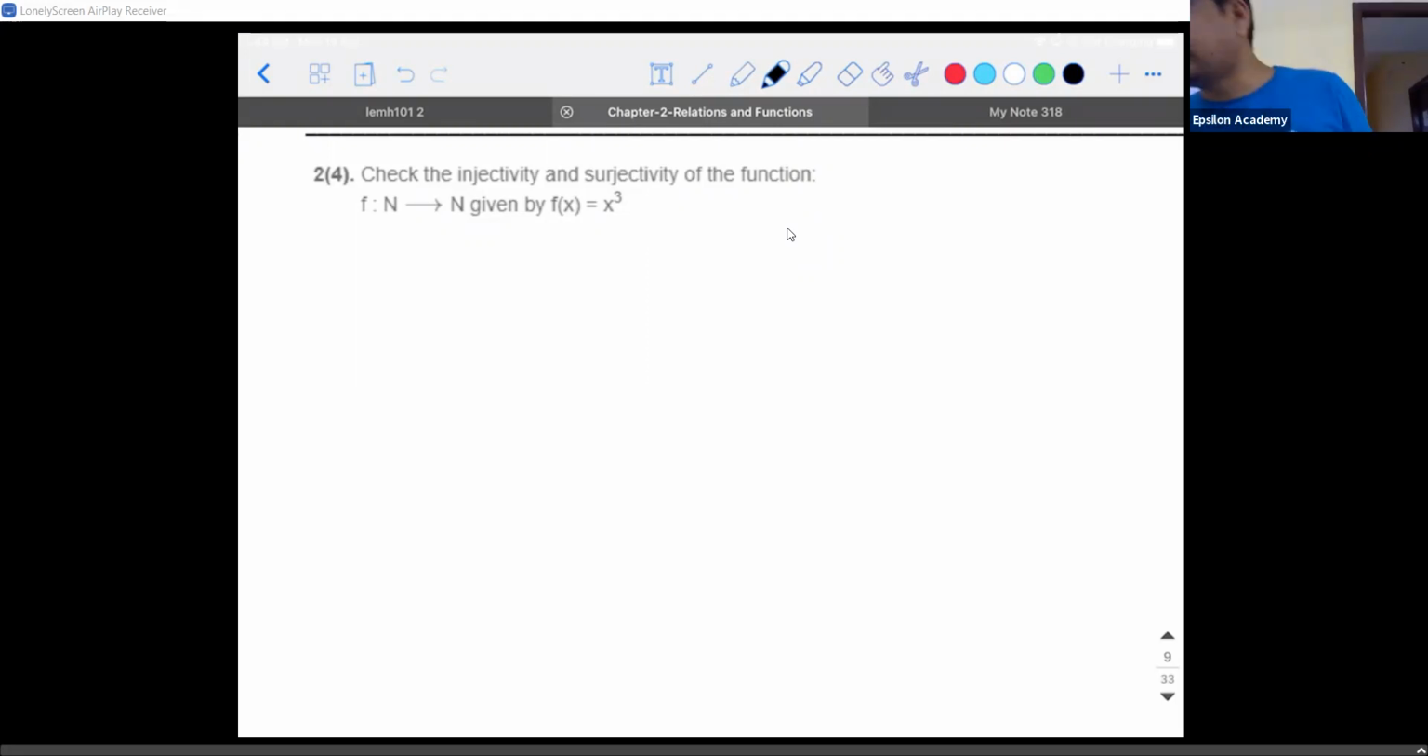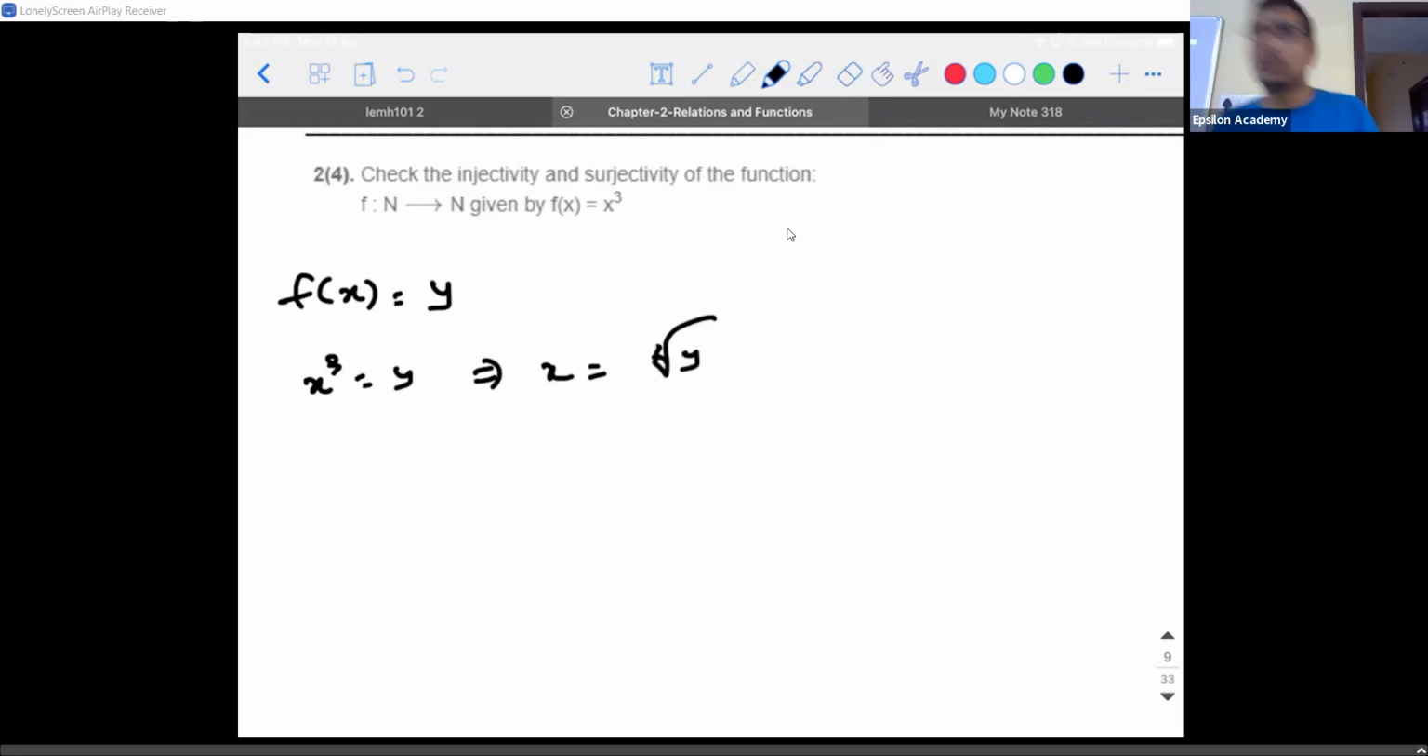So what will be the step? f of x1 is equal to f of x2, so x1 cube is equal to x2 cube, so x1 is equal to x2, where x1 and x2 both come from natural numbers. Is f of x onto? For natural numbers, it is not onto. So f of x is y, x cube is equal to y, which implies x is equal to cube root of y. Don't write plus or minus. Plus or minus is applicable only for even powers. Or y power 1 by 3.